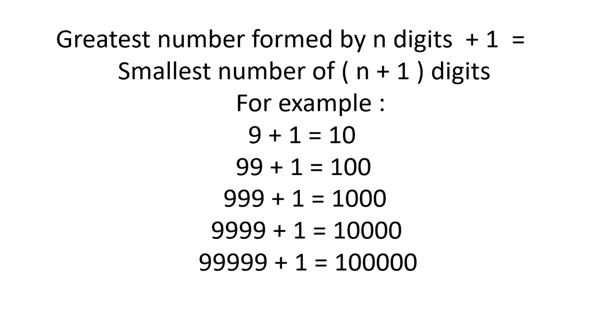Similarly, 999 is three-digit largest number. On adding 1, it gives 1000, which is 3 plus 1 is equal to 4-digit smallest number. Same principle applies to the other numbers, which I suggest to students to practice on their own.